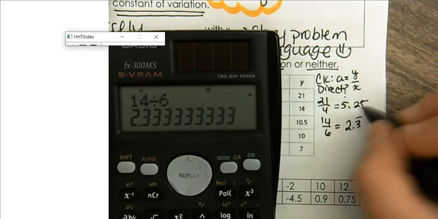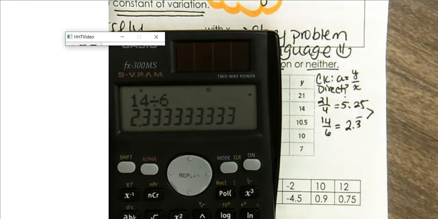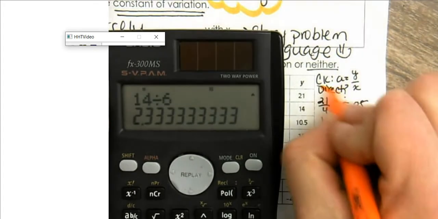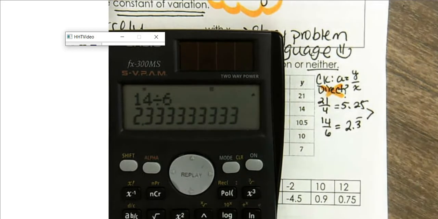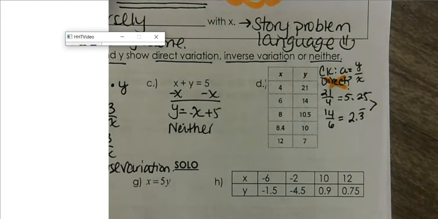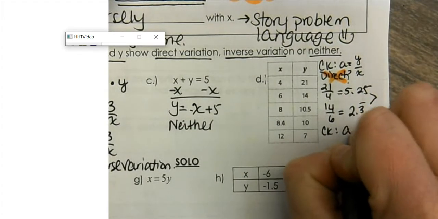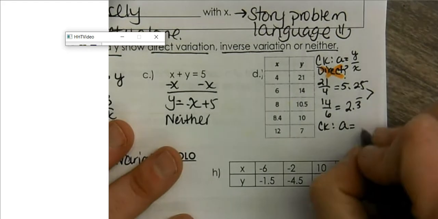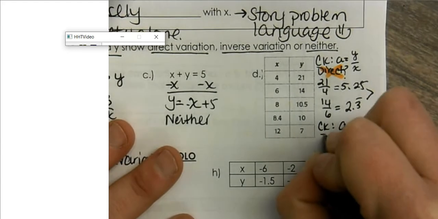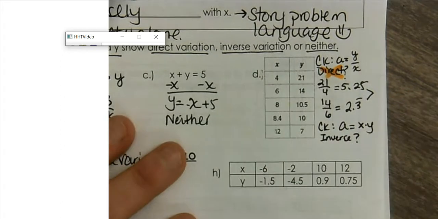Now, these two numbers are not equal. So therefore, what this tells me is that this is not direct variation. I don't even have to check anymore. It is not going to work. So now I am going to check inverse variation. I'm going to check, is our a value equal to x times y every time for it to be an inverse variation? So let's go ahead and check this out.